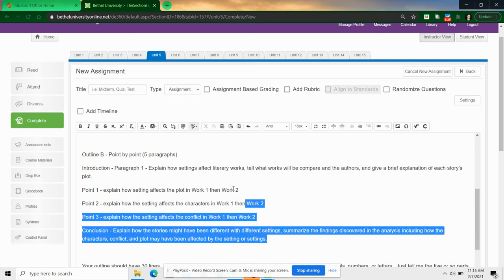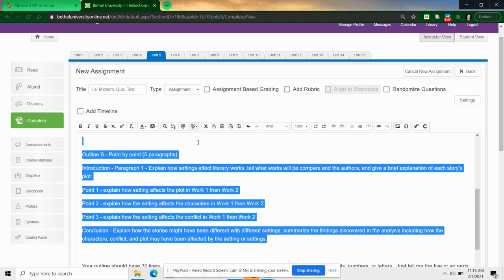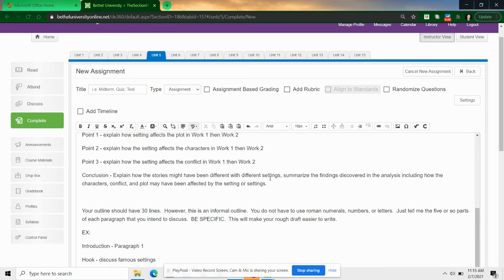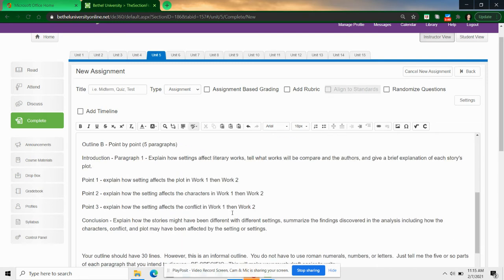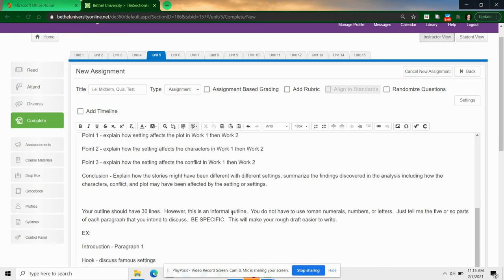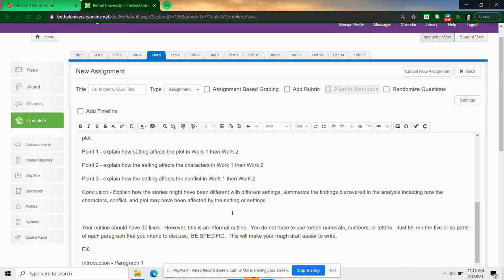So really, whichever one you like, whichever one makes the most sense to you, whichever one you prefer is the one that you can choose for this essay. So you can choose the 4-paragraph essay or the 5-paragraph essay. It's up to you. Either way, your outline should have about 30 lines.